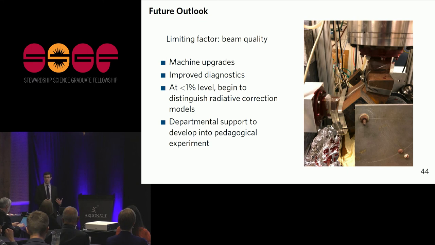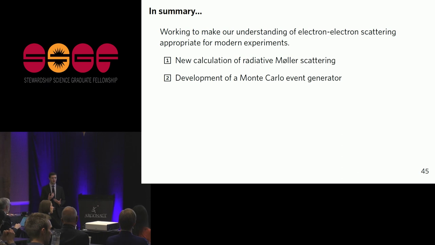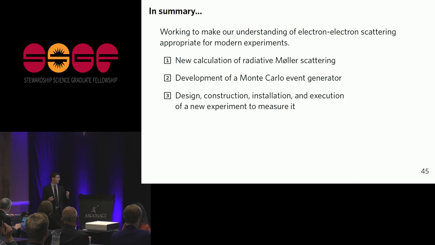So just to sum up, we're trying to improve our understanding of electron-electron scattering to be good enough for a lot of precise modern experiments. So we did a new calculation, including the electron mass, and developed a Monte Carlo event generator to enable simulations. We've designed, constructed, and installed a new experiment to test it. And I think the data so far are somewhat encouraging.